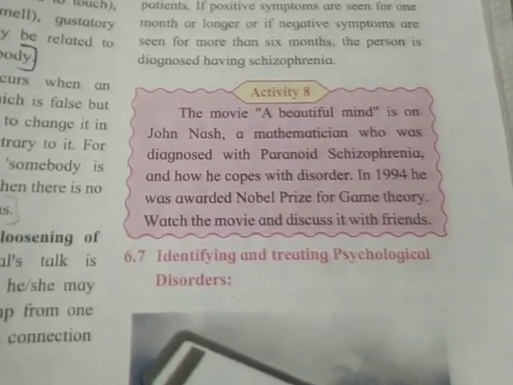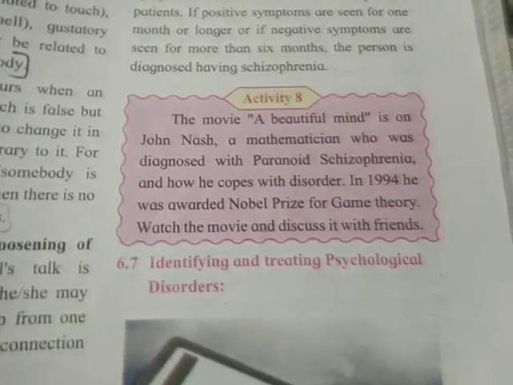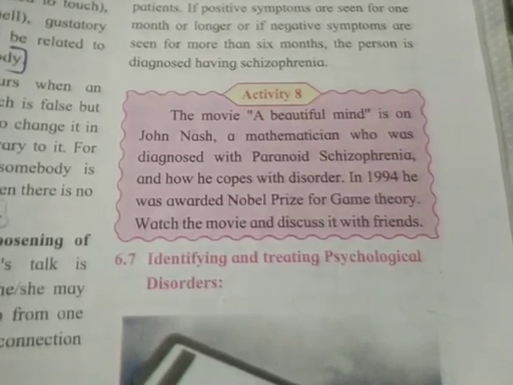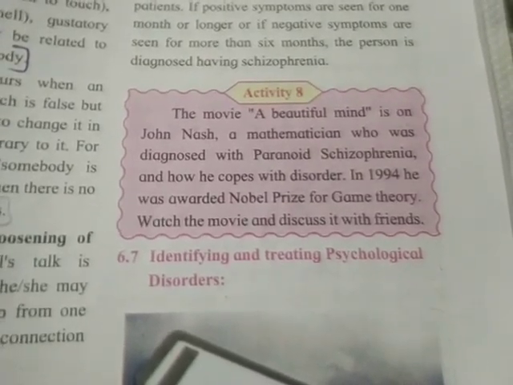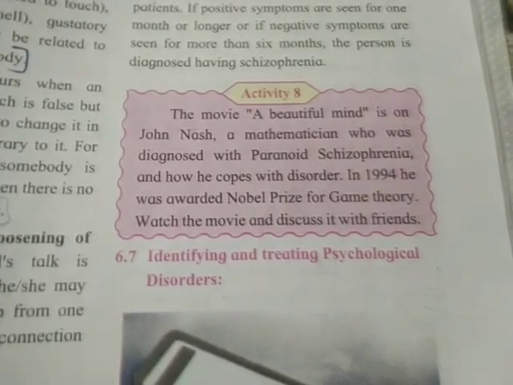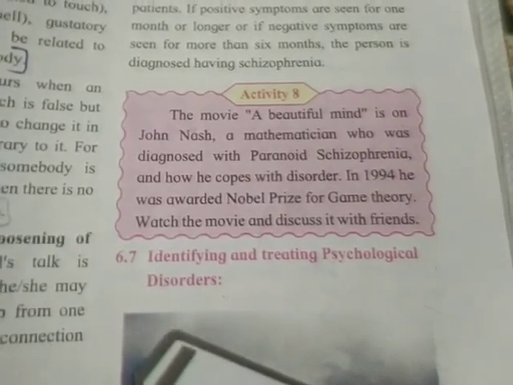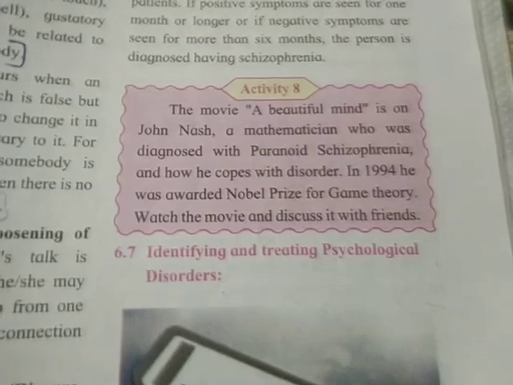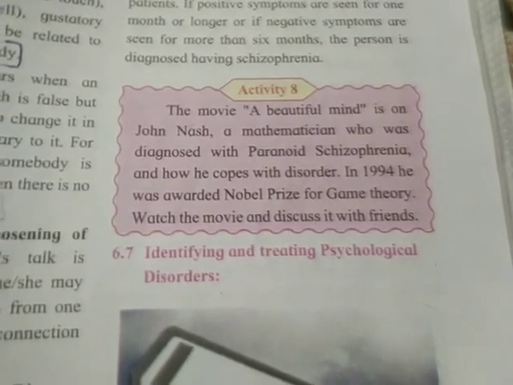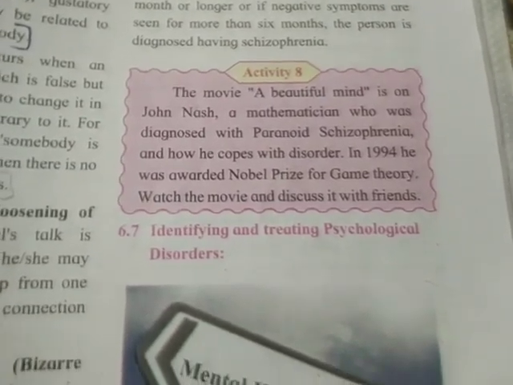Activity 8. The movie A Beautiful Mind is on John Nash, a mathematician who was diagnosed with paranoid schizophrenia, and how he copes with the disorder. In 1994, he was awarded the Nobel Prize for Game Theory. Watch the movie and discuss it with friends.